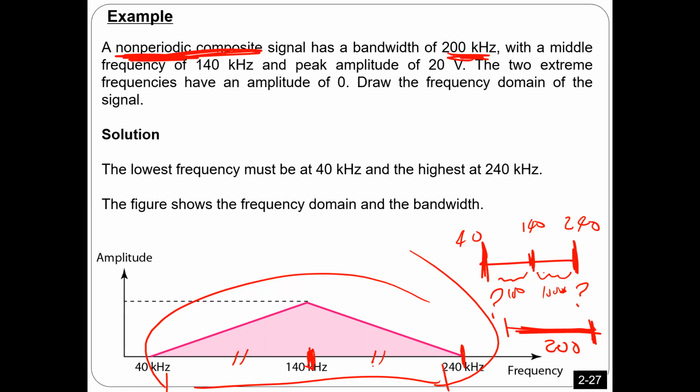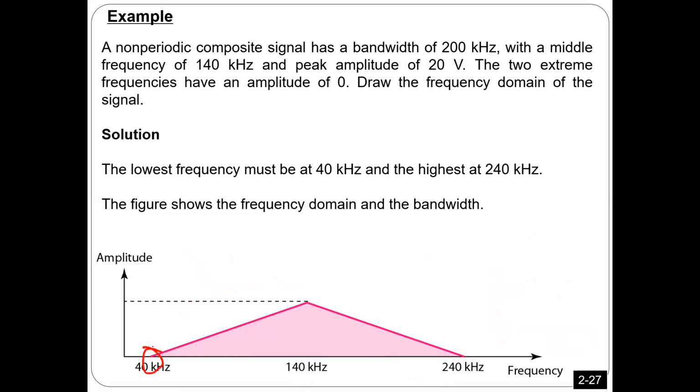Is that okay? Also, in order to be able to draw this figure, I have some more information here. The two extreme frequencies have amplitude 0. So the two extreme ones have an amplitude of 0. We start here from 0 and go this way. Any questions?